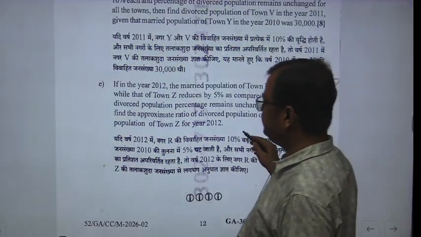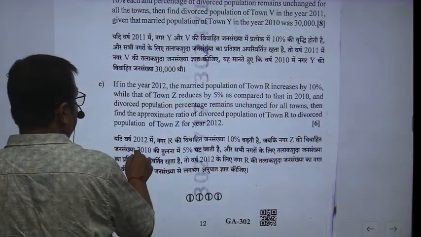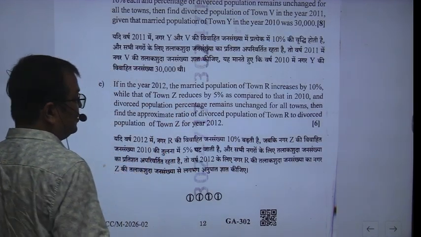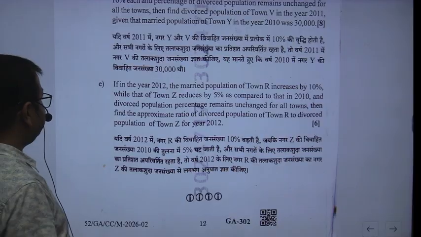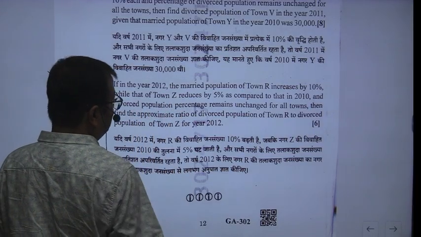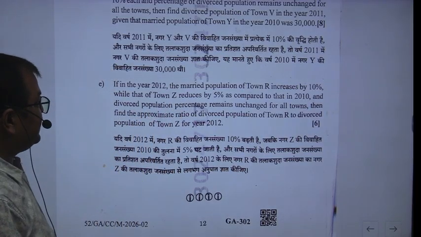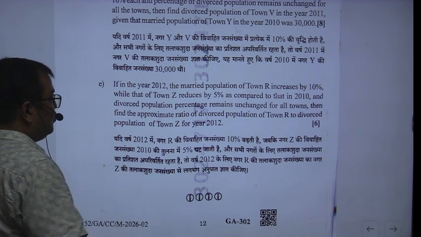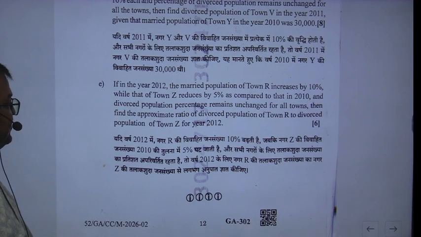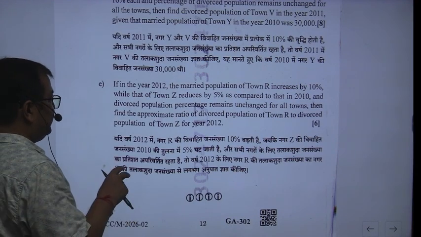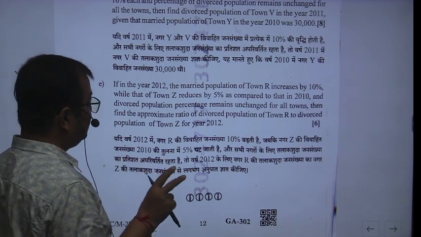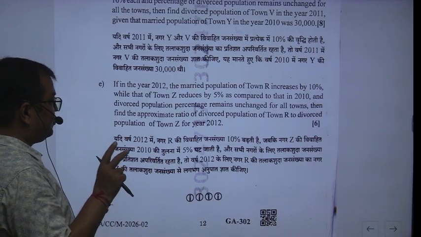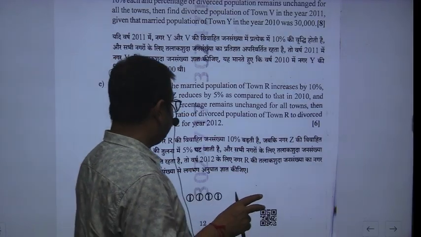And last, if in the year 12 the married population of town R increased by 10, while that of town Z reduced by 5% as compared to that in 10, and the divorced population percentage remains unchanged for all town, then find the approximate ratio of divorced population of town R to divorced population of town Z for year 12.